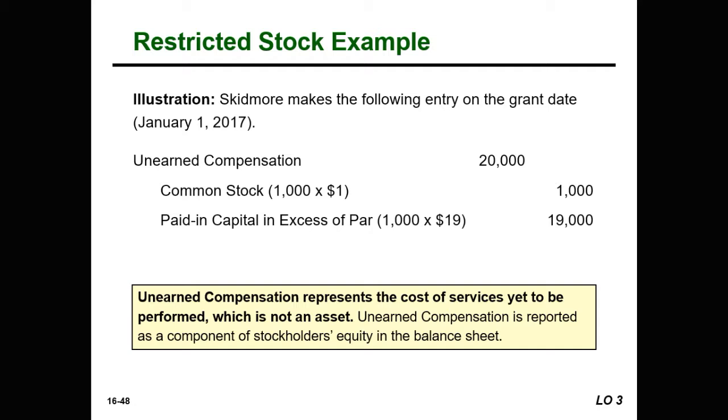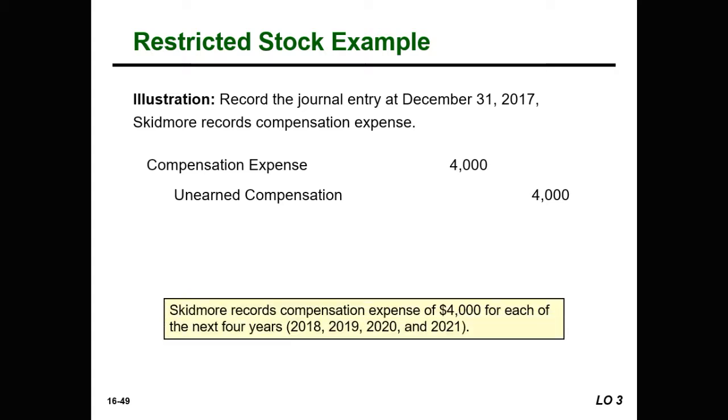Now, through the course of that service period, so we started on January 1st, 2017, it's 5 years. On December 31st, 2017, we would need to make an adjusting journal entry to record the applicable compensation expense. We debit compensation expense the amount attributable to this year. So remember, it was $20,000 in 5 years. Therefore, 1/5 of it, or $4,000, represents compensation expense for 2017. And then we credit the unearned compensation. Skidmore will record compensation expense of $4,000 for each of the next 4 years till it has accounted for the full amount of the restricted stock grant.